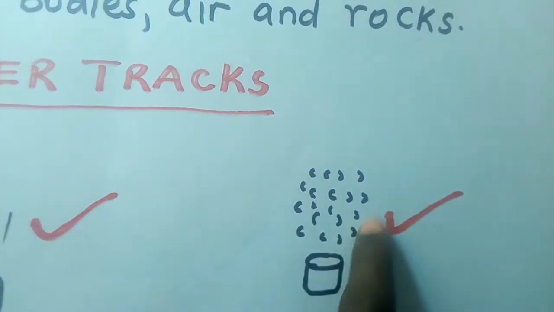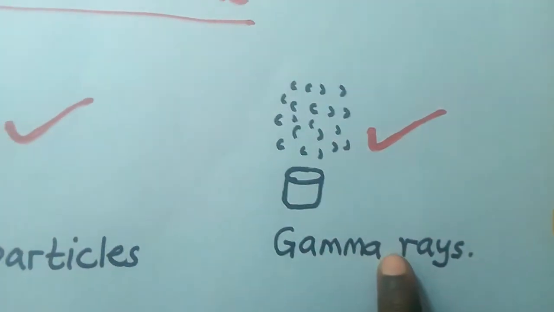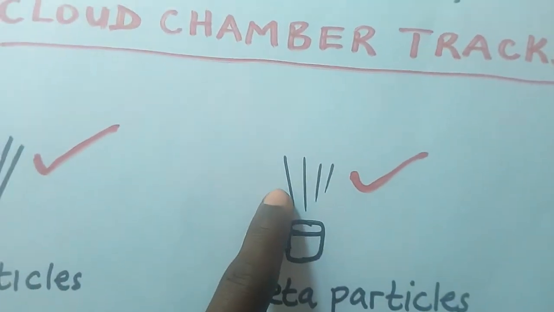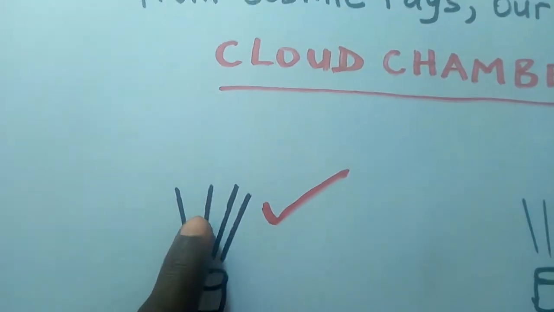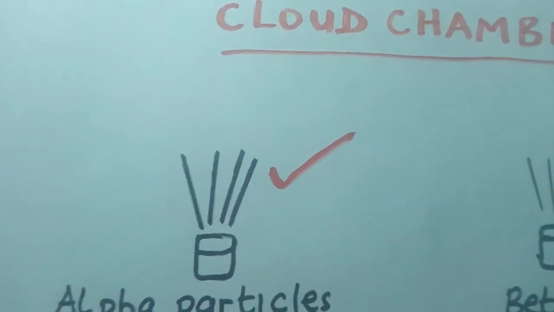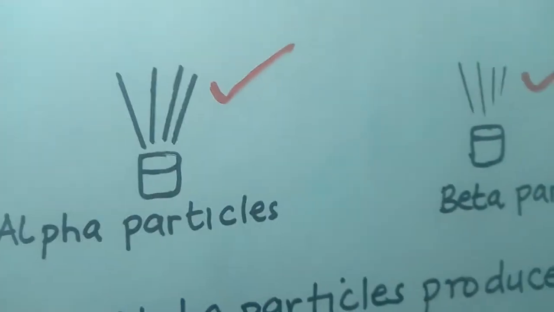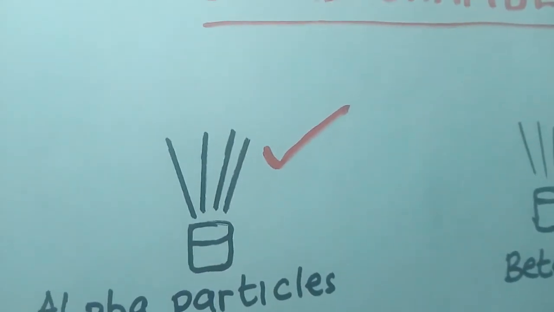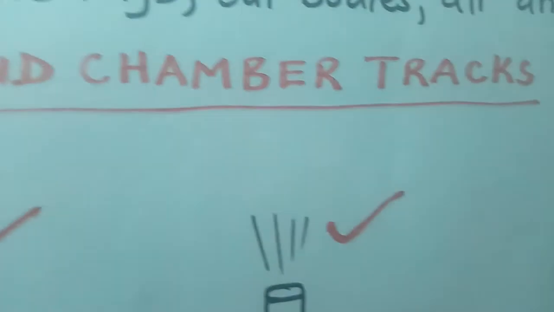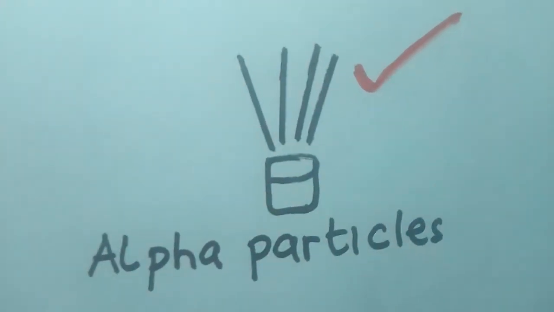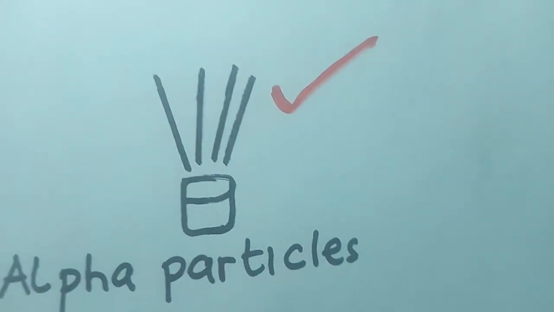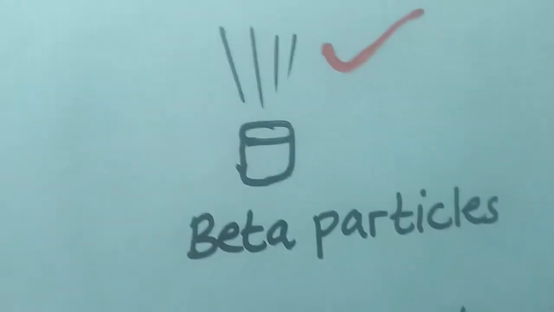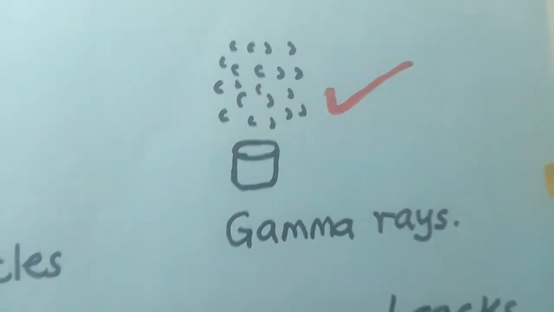Once you see the short and twisted, those are gamma rays. Once you see the ones which are straight but thin, those are for beta particles. And once you see the ones which are straight and thick, these are for alpha particles. Now those pictures or reflections or lines, we call them tracks. And that's why we call this cloud chamber tracks. So this is a cloud chamber track for alpha particles: straight and thick tracks. Then for beta particles, they are straight but thin tracks. Then for gamma rays, they are short and twisted.